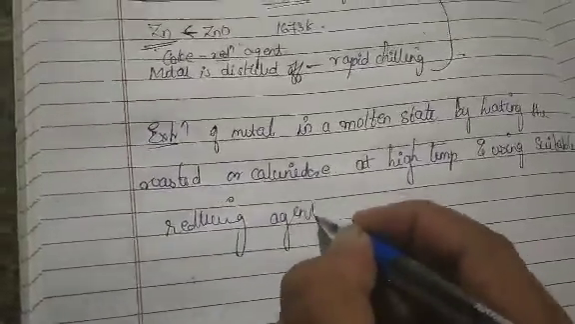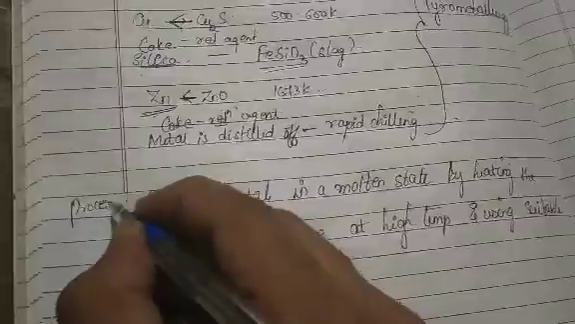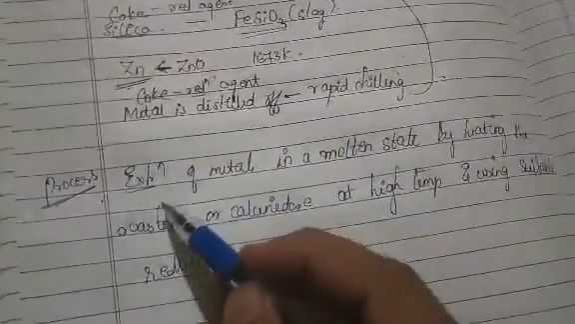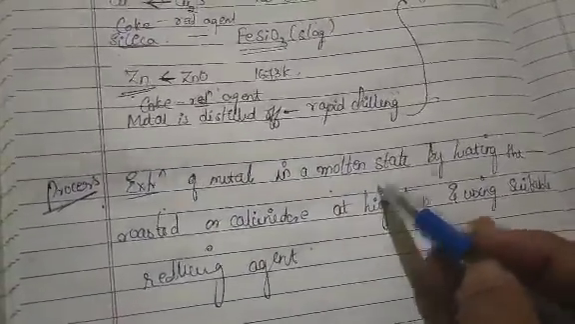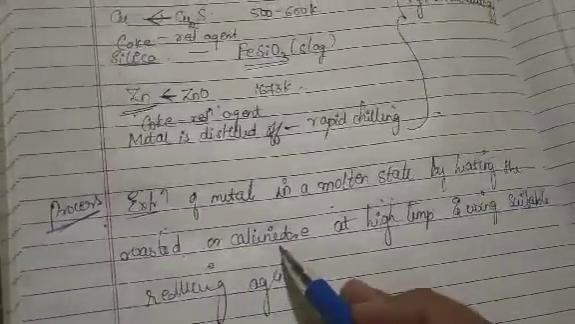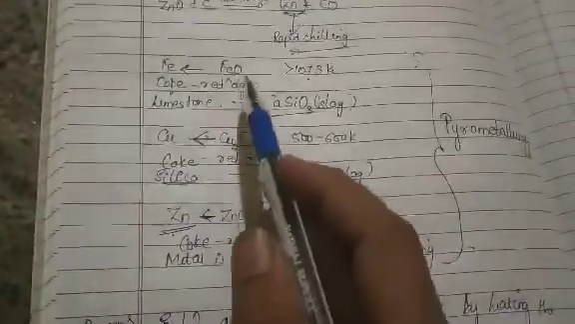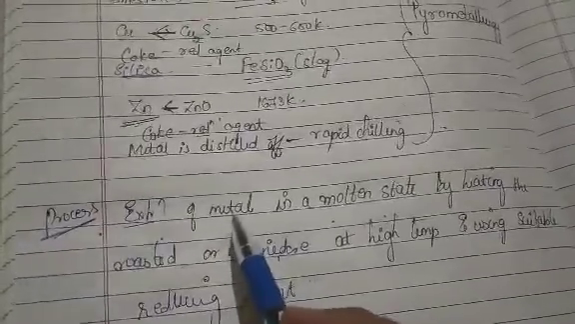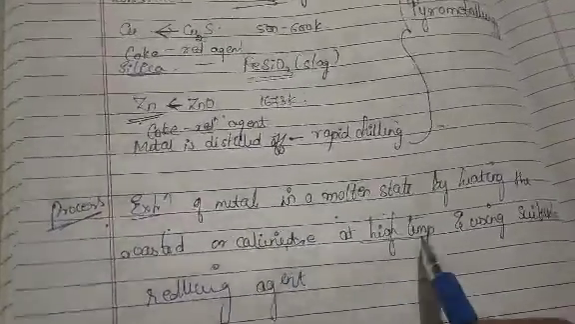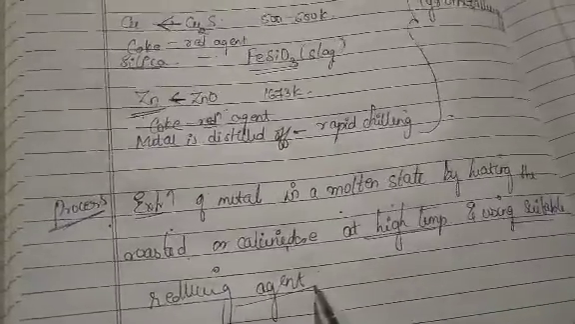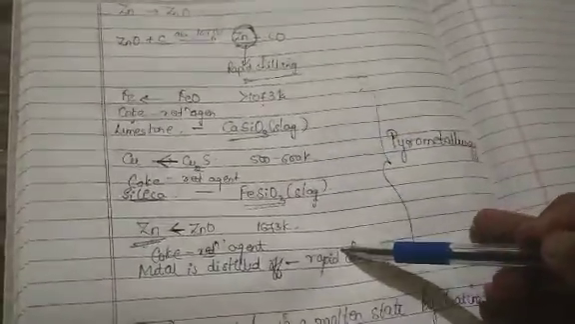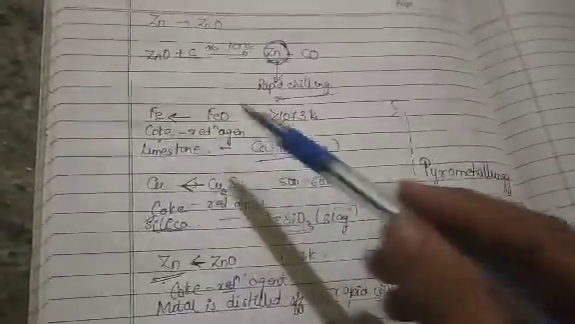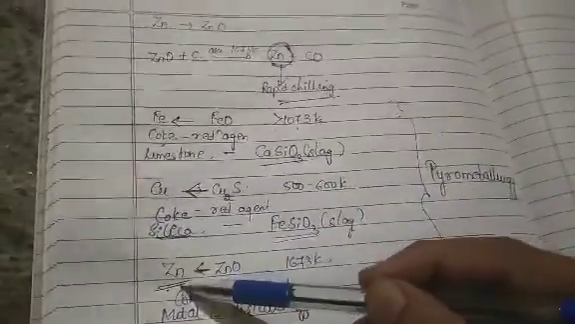That was the proper definition. Once again, it is a process of extraction of a metal in a molten state by heating the roasted or calcined ore. Whatever ore we were taking has undergone suitable roasting or calcination, and from that we extract the metal by maintaining a high temperature and using a suitable reducing agent. So all these three extractions, from iron oxide to iron, copper sulfide to copper, and zinc oxide to zinc, are called pyrometallurgy.